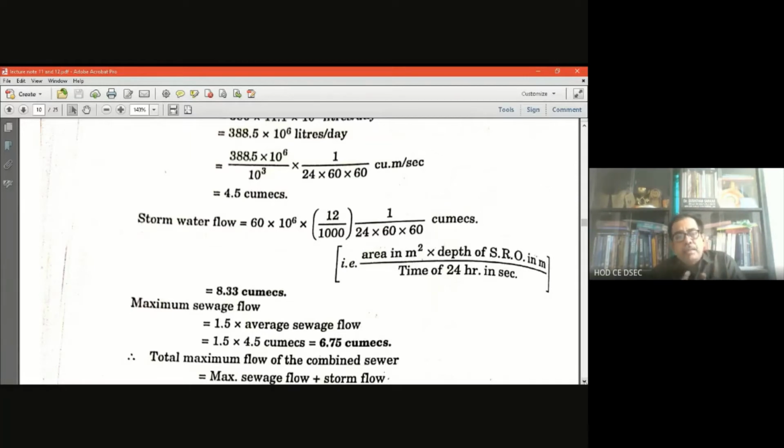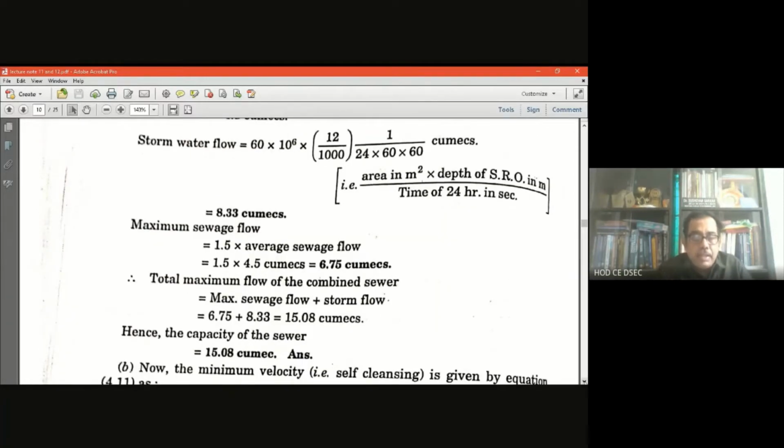Now, one part we have done. It is a combined sewer. From the very beginning I told you this is a design of the combined sewer. That means the sewage portion I have calculated, but a stormwater portion needs to be added. The area is 60 × 10⁶ square meters, converted. The rainfall is 12 millimeters, converted into meters. You multiply the rainfall with the area and divide by the time interval through which the rain occurs per day, and you will get Qmax.